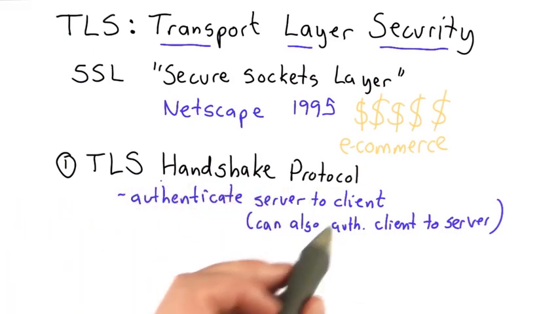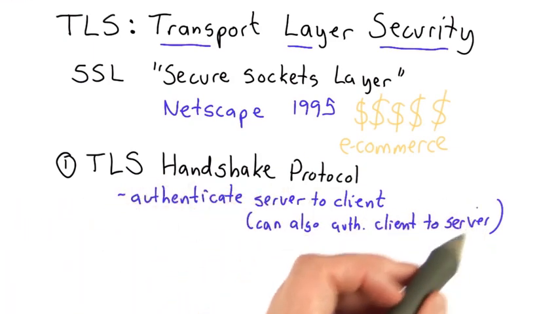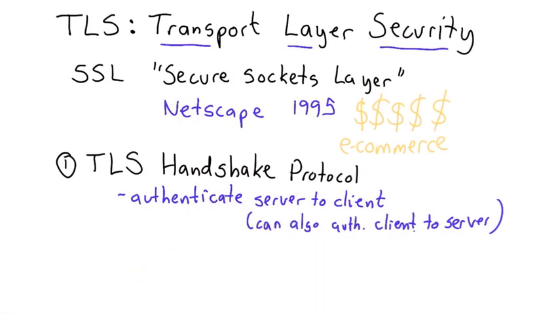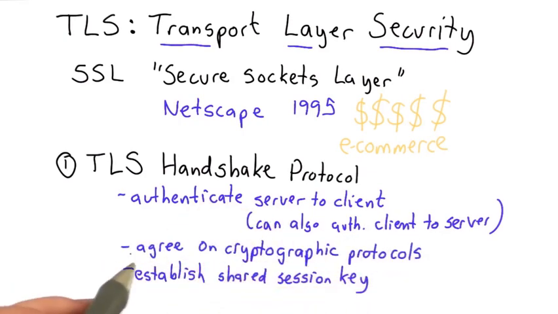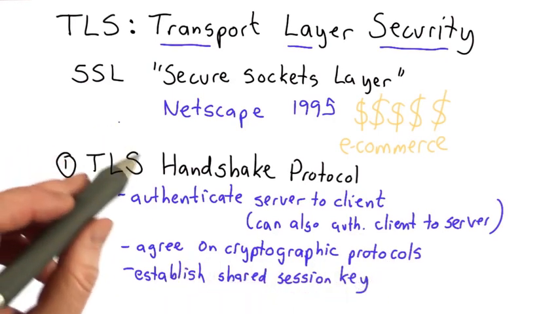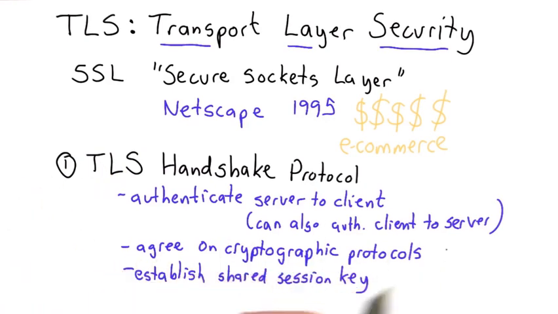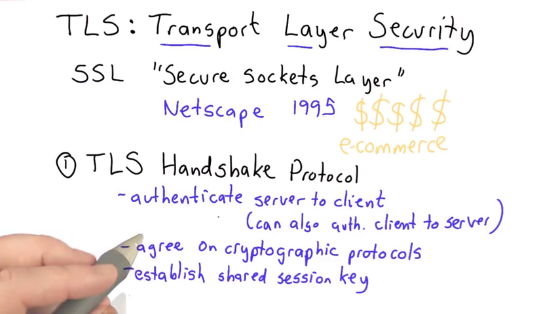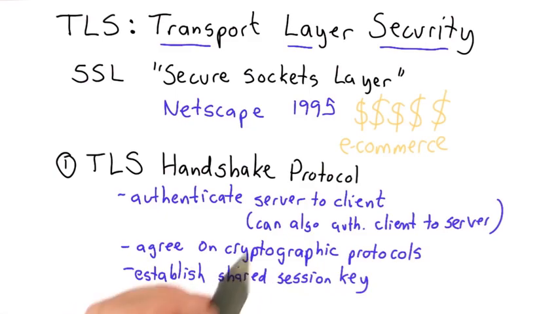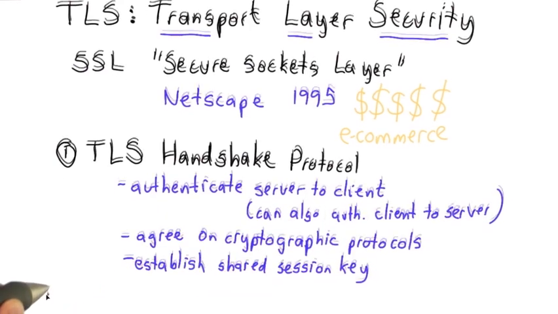The way it's used on the web, this rarely happens. This would require clients to have public keys that would be known to the servers. The other outcomes of the handshake protocol are agreement on the cryptographic protocols to use. TLS is a very complex protocol that allows many different encryption algorithms to be used for different parts of it. Part of the handshake is to agree on which ones to use. And the final thing is the essential outcome for communication, to establish a shared session key, a key shared between the server and the client.